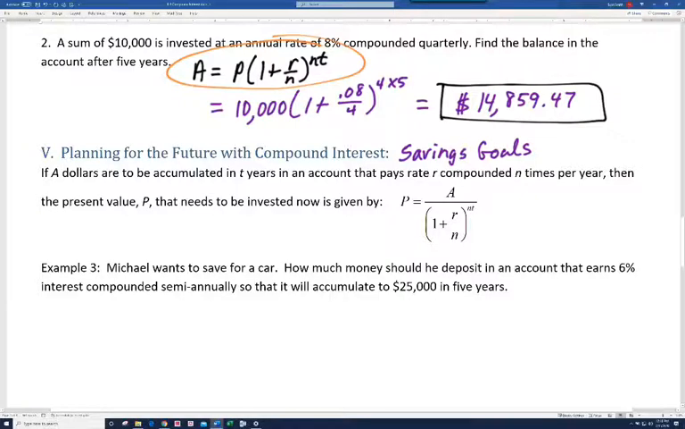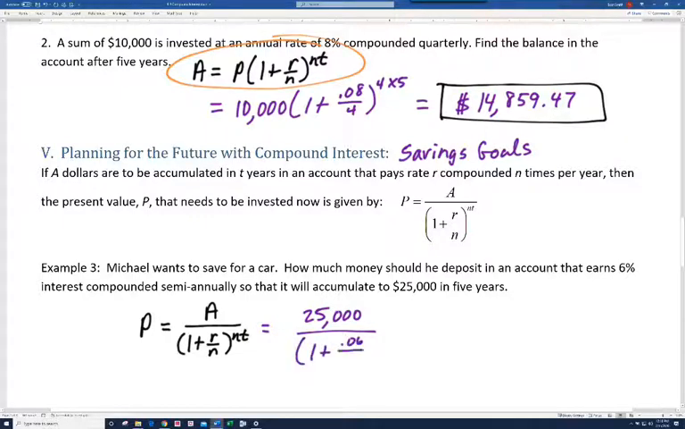So in 5 years, he wants to have $25,000 to spend on a car. All right, so here's our formula. In this problem, A, the amount we want to accumulate, or this is our future value, we want it to be $25,000, and we want to divide by 1 plus R, which in this case is 0.06, divided by N. Notice that it's compounded semi-annually, and so N would be 2, and that's to the NT power, which would be 2 times 5, since it's 5 years.